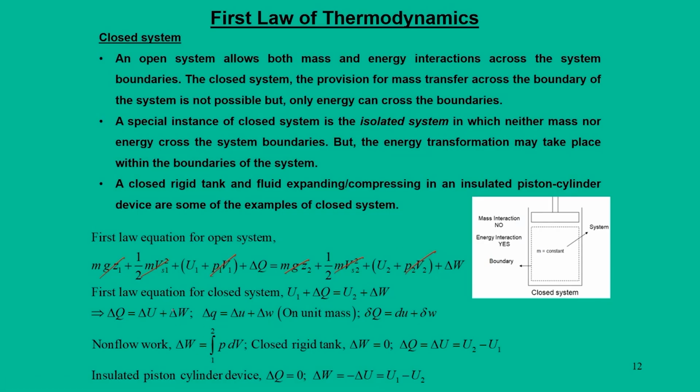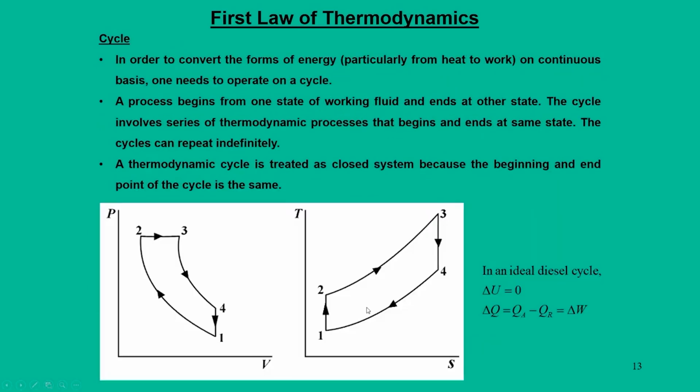So, the first law becomes u1 plus delta q is equal to u2 plus delta w, and ultimately we say delta q is equal to delta u plus delta w, and in a differential form we say dou q is equal to du plus dou w. Since q and w are path functions, they are inexact differentials, whereas u is a property, so it is an exact differential. This is the first law for closed systems.